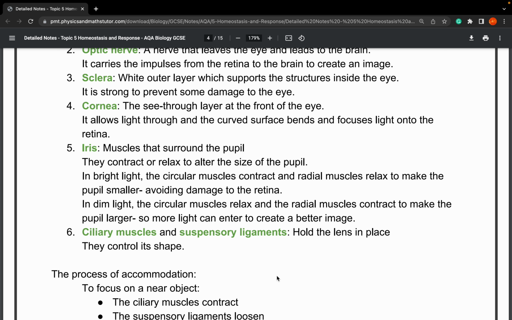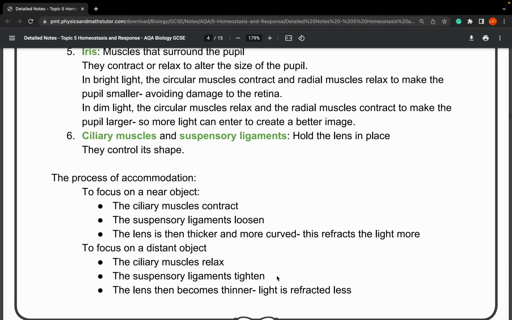And ciliary muscle, suspensory ligaments, they hold the lens in place, because the lens should be in place so that we will get a good amount of accommodation. Okay. The process of accommodation is to focus a near object or focus a distant object. To focus a near object, ciliary muscles contract. Remember this alone. So when you are reading for hours and hours, you feel your eye is painful, because there is a ciliary muscle which is contracting to accommodate to closer work.